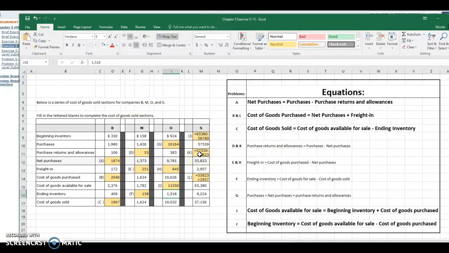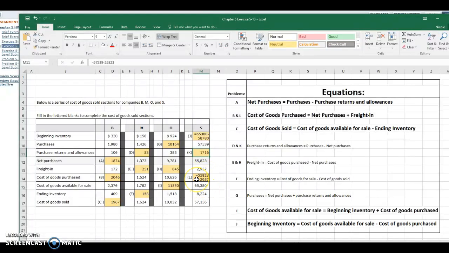So for K, we are doing the purchase returns and allowances, which is purchases minus net purchases. So our purchases of 57,539 minus net purchases of 55,823, which gives us 1,716. Sorry, looking at the wrong square. Clicked on the wrong thing.